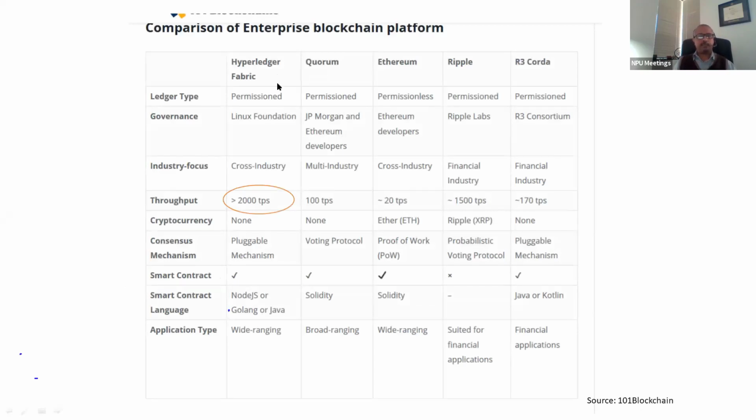You will see that Hyperledger has the highest transactions per second. The throughput of them is over 2,000. And then the rest of the other options are very slow, from something like Ethereum at about 20 transactions per second, to Quorum. Quorum is a private blockchain network created by JP Morgan and Ethereum to compete with Hyperledger.